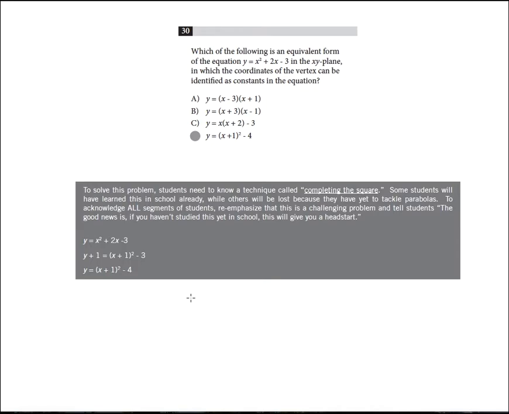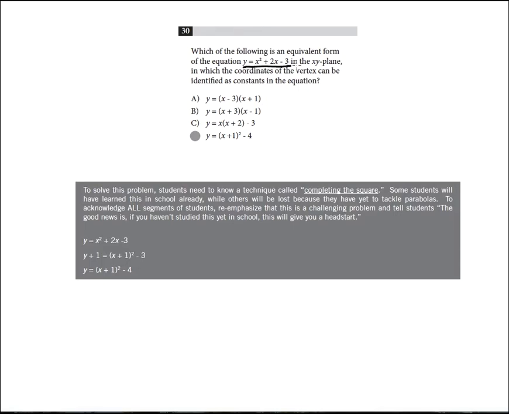So the problem reads, which of the following is an equivalent form of the equation y equals x squared plus 2x minus 3 in the xy plane in which the coordinates of the vertex can be identified as constants in the equation? My God, that sounds really complicated. All that means, though, is that we want to take this equation here, right?